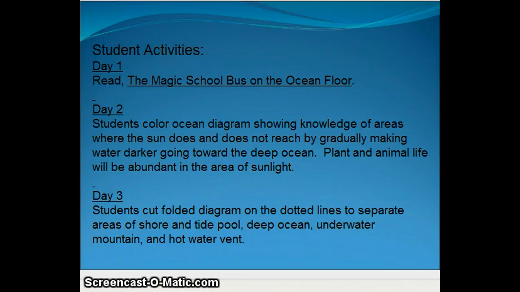Day 1, we'll go ahead and read a book called The Magic School Bus on the Ocean Floor. It gives a lot of great information, and this will also be the basis of what we do the rest of our research on. Day 2, students will color their ocean diagram, showing their knowledge of the areas where sun does not reach by gradually making the water darker and the plant and animal life less abundant in the area where there is no sunlight. Day 3, students will cut the folded diagram on the dotted lines, as it'll be just on the top half, to separate areas of shore and tide pool, deep ocean, underwater mountain, and hot water vent.